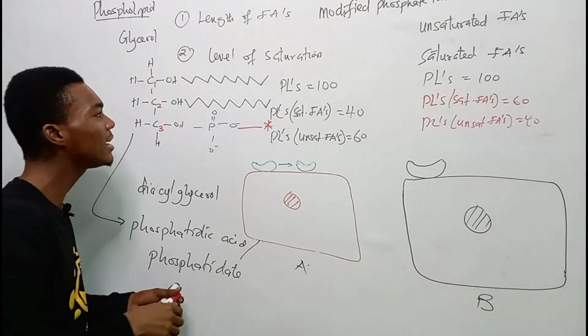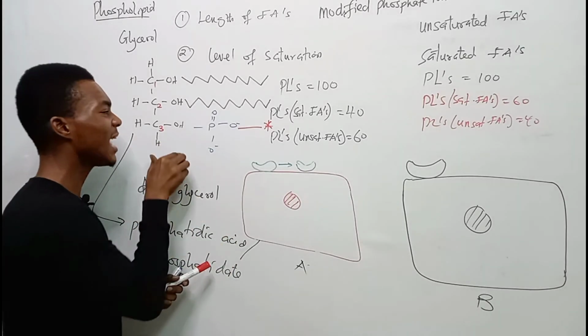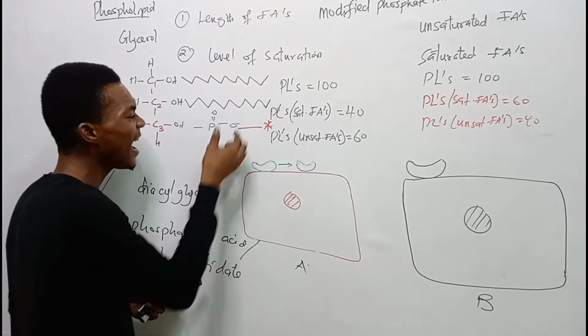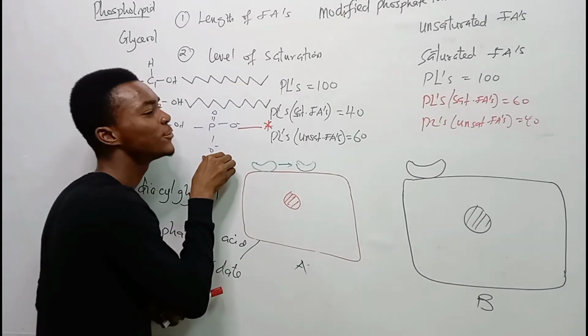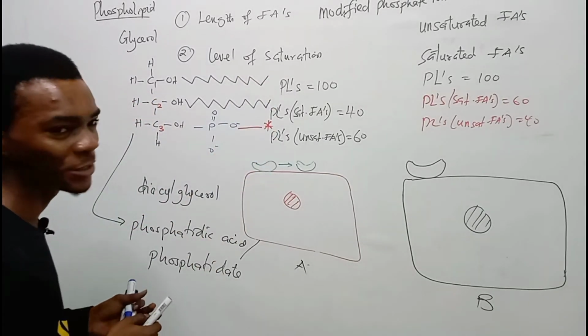So what we are trying to say right now is that the phospholipid structure is made up of a glycerol backbone binding to two fatty acid chains and a modified phosphate ion. Fine. So this is our complete structure of our phospholipid.